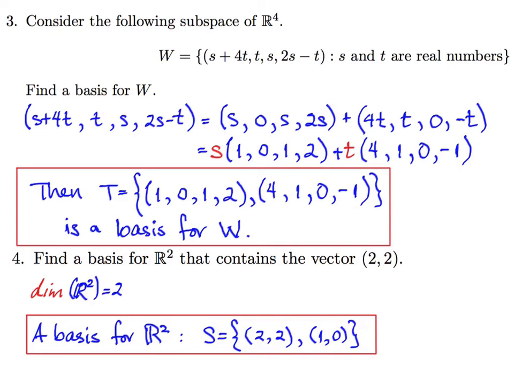Remember, a basis is not unique. It just has to have the right number of elements in it. So for R2, we have to have 2 vectors in our basis. They have to be linearly independent, and then they will span R2.